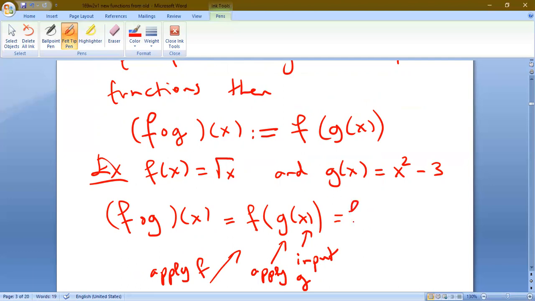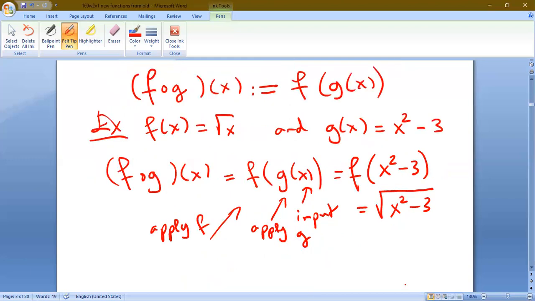So what's going to happen here? First, we take input x, we apply g, x will be x squared minus 3 because that's the rule of g of x. And then we will apply f to x squared minus 3. What is f? It's square root. So it takes any input, takes its square root. So if the input is x squared minus 3, then it's going to take its square root, and this is f of g of x.